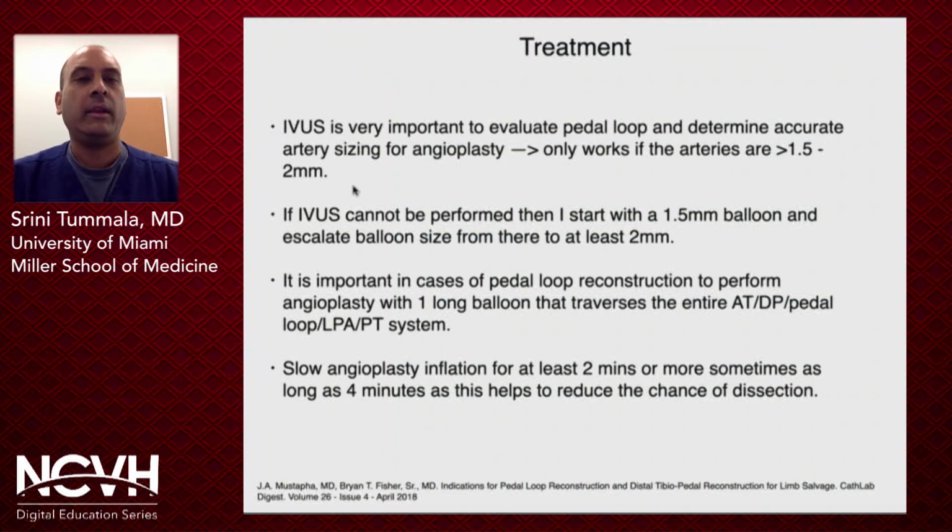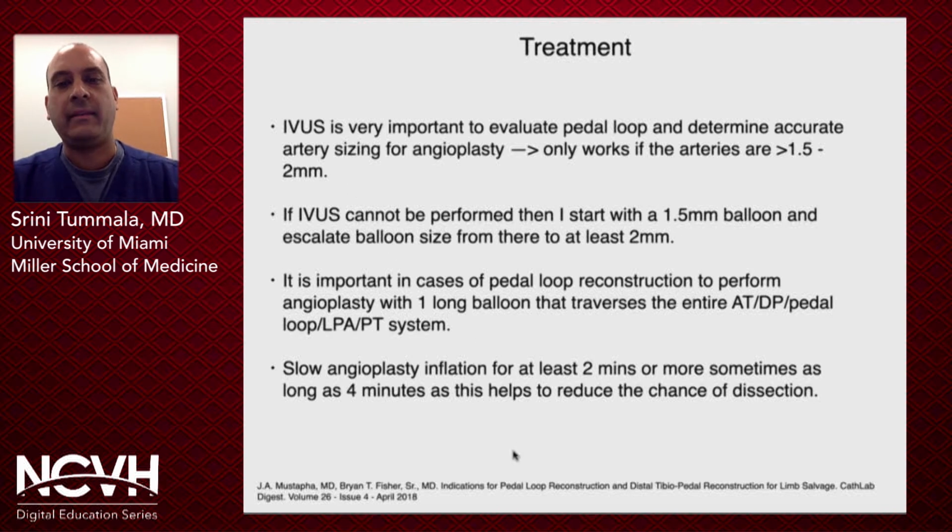So when it comes to treatment, we know that IVUS is very important in evaluating the pedal loop, helping to determine accurate artery sizing for angioplasty. But remember, these vessels have to be at least 1.5 to 2 millimeters or larger, if you're lucky, to really get the IVUS through. Otherwise, your IVUS may get stuck, or you may cause some type of injury to the vessels that you're trying to visualize.